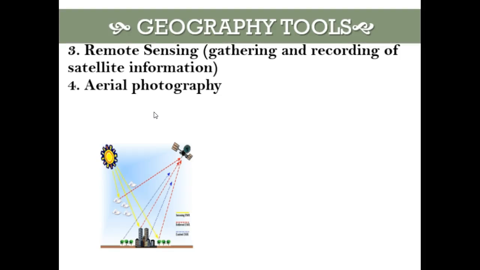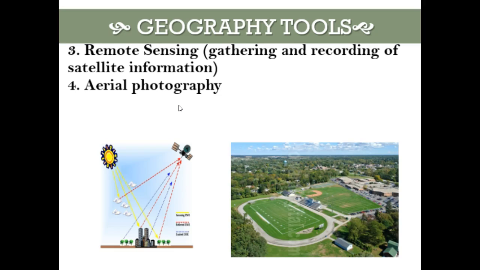All right, remote sensing. Remote sensing is gathering and recording of satellite information. Okay, so here you have a satellite that is remote from Earth and it is remotely gathering information. Now, aerial photography. I'm sure you've seen aerial photographs before. They look something like this. When a photograph is taken from a bird's eye view or up in the sky, we call that aerial photography. Aerial meaning up in the sky, and of course, well, basically your photograph.